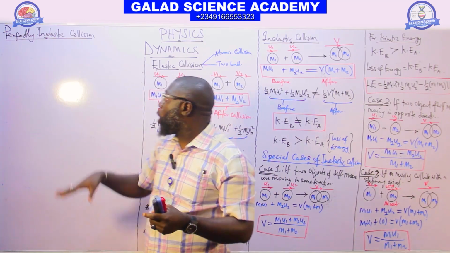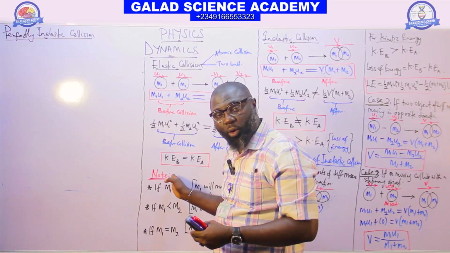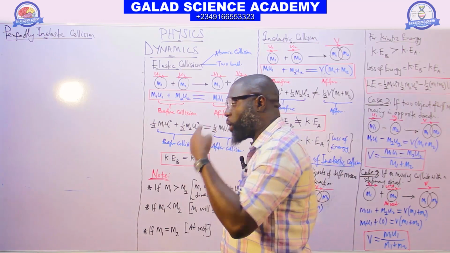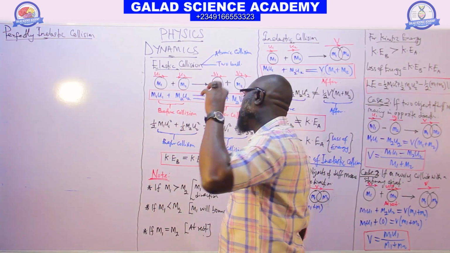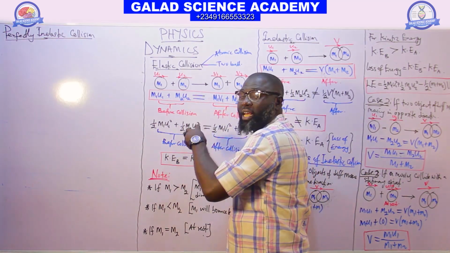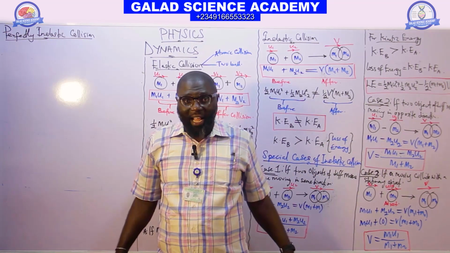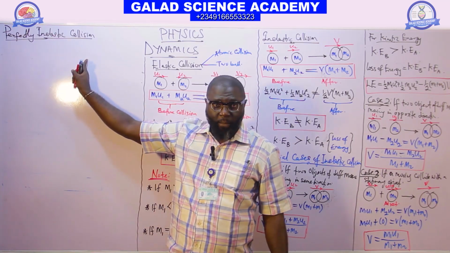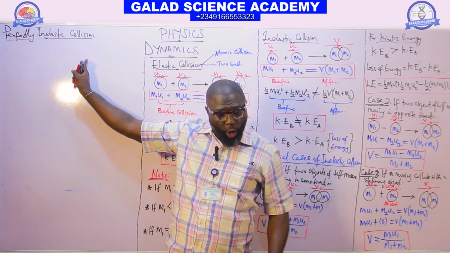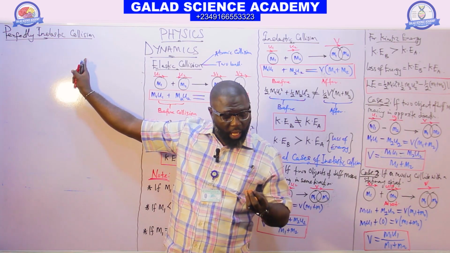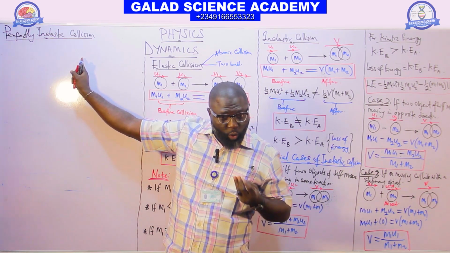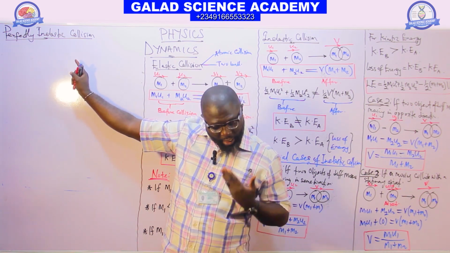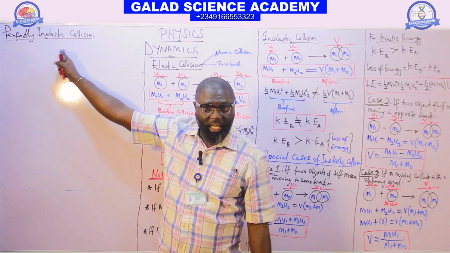An example of perfectly inelastic collision is collision between a wall and a bullet. If a bullet is coming like this, if you shoot a wall, the bullet will penetrate the wall and then stay inside the wall. The wall is at rest. Perfectly inelastic. Or if you drop a ball onto the ground, and the ball is not bouncing back, that is also perfectly inelastic.